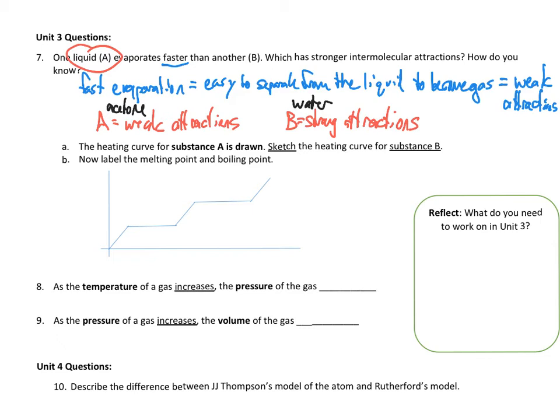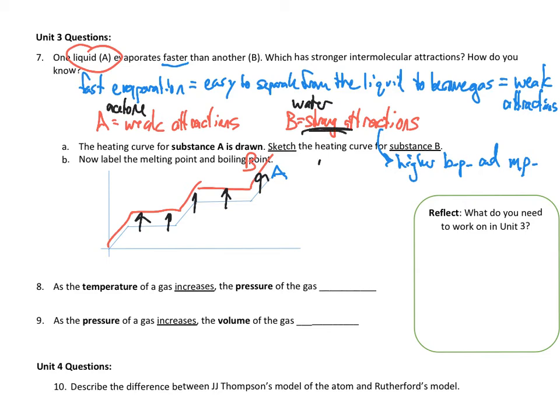Okay, so if this is the curve for substance A, what would substance B look like? Well, B has stronger attractions. Stronger attractions does mean a higher boiling point and a higher melting point. So if A was there, let's say I just draw B right on top of it, but shifted up, right? B is shifted up all the way because it's got the stronger attractions, means it requires more energy.